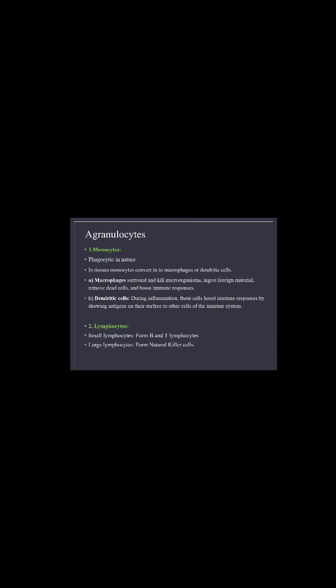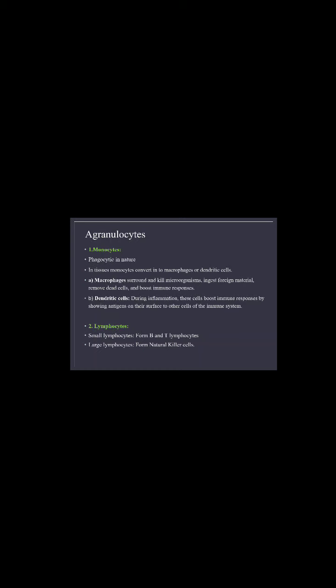Now, what are macrophages? Macro means large, phagous means to eat. So, what do these macrophages do? They surround and kill microorganisms, ingest all foreign material, remove the dead cells of our body, and boost immune responses. One very important thing about macrophages: they are a type of leukocytes. They surround and kill microorganisms. So this is known as phagocytosis. Not only microorganisms, but foreign material and dead cells too, and so they provide a very good immune response.